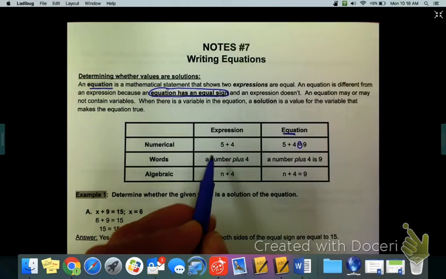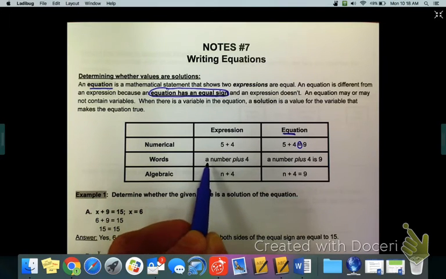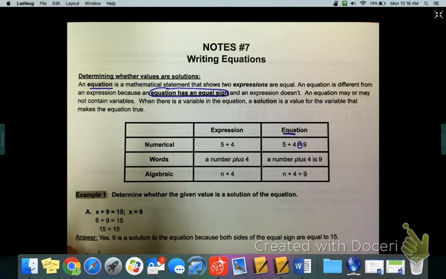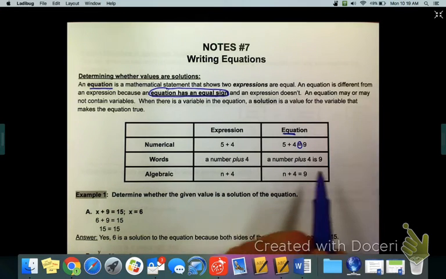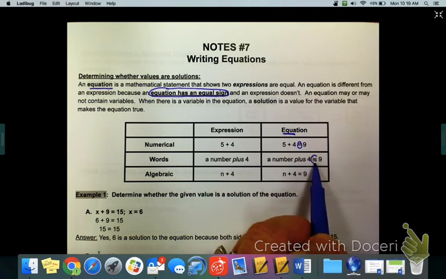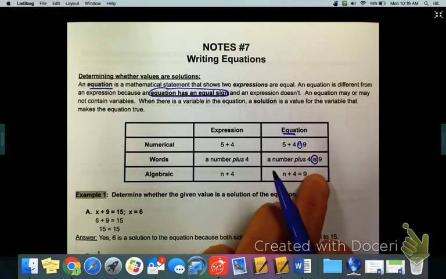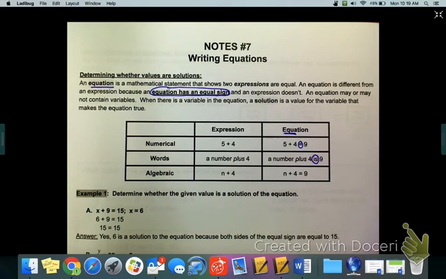When you're using words, we have written expressions and equations. So this is "a number plus 4." That is how you would write the expression using words. But an equation in words would be "a number plus 4 is 9." So "is" is taking the place of the equal sign when you're using words.